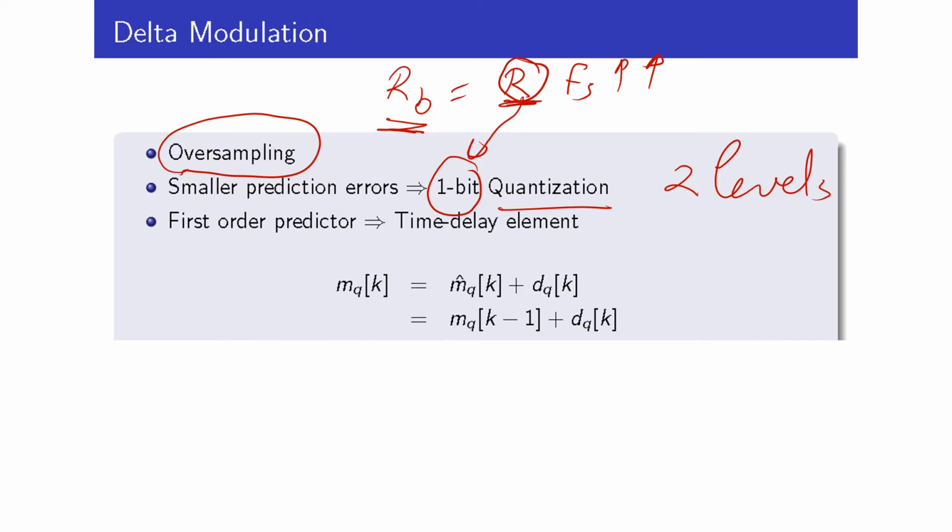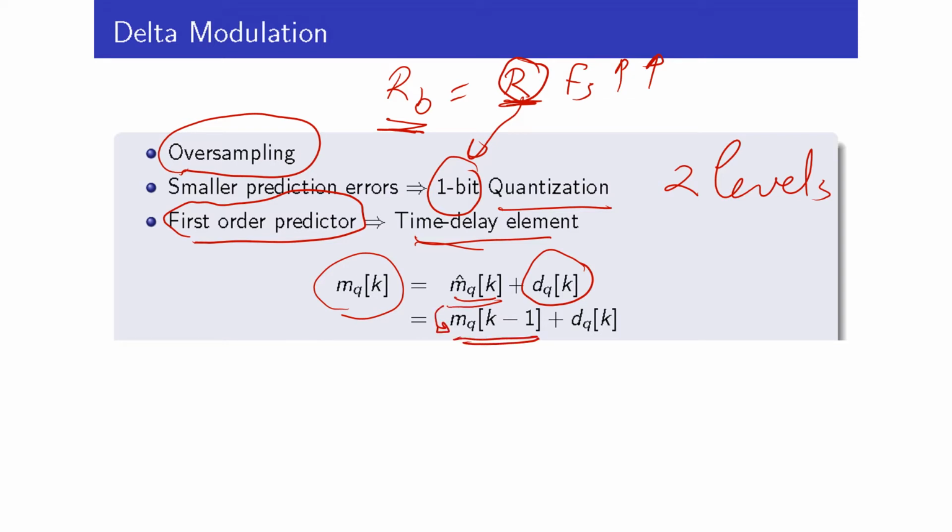So this is the first thing that is special about delta modulation, that the quantizer is a one-bit quantizer. And the second is that our predictor is a first-order predictor, which means it is simply a single time delay element, which results in a delay of one sample, or equivalently, a delay of TS. So now our quantized estimate of the message at the receiver is the summation of the received quantized difference plus our estimate, for which our estimate is simply the previous sample.